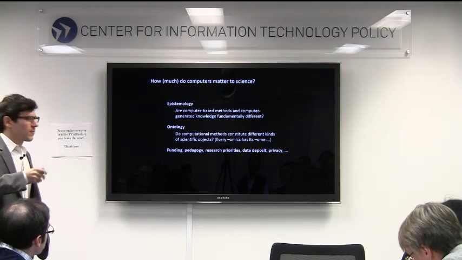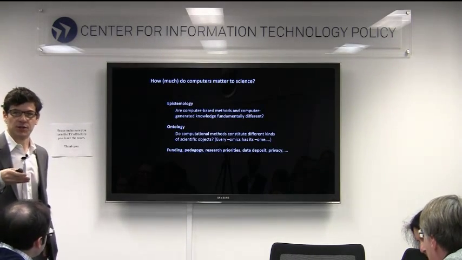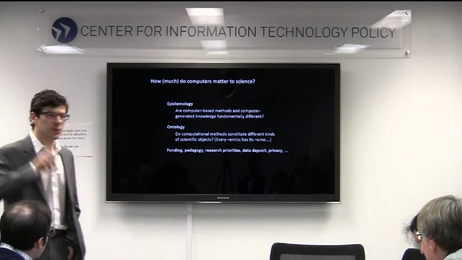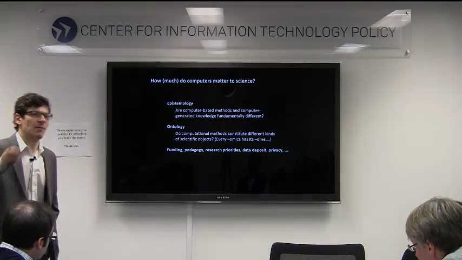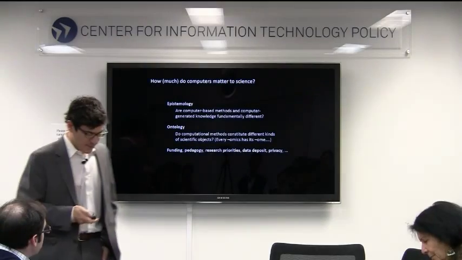Do you get different kinds of methods and different kinds of knowledge when you employ computational tools for scientific problems? Do you constitute different kinds of objects when you use computers? I think a good case of this is the omes, the genome, the proteome, the culturome, as the text miners at Harvard call the set of all phrases used in a certain language.